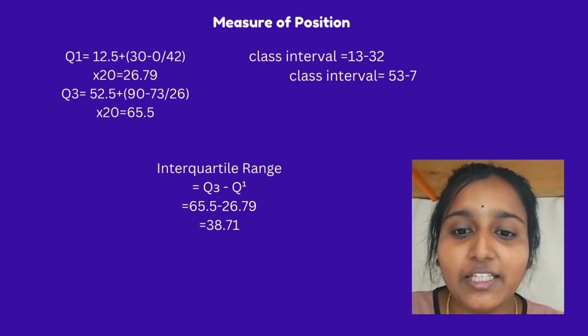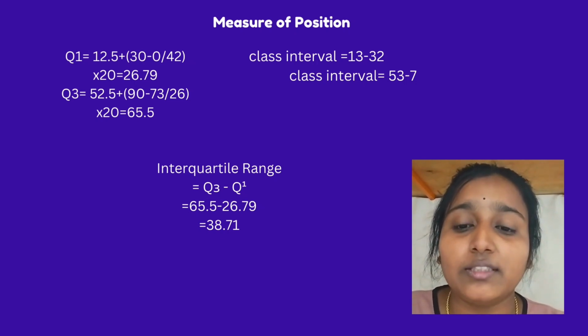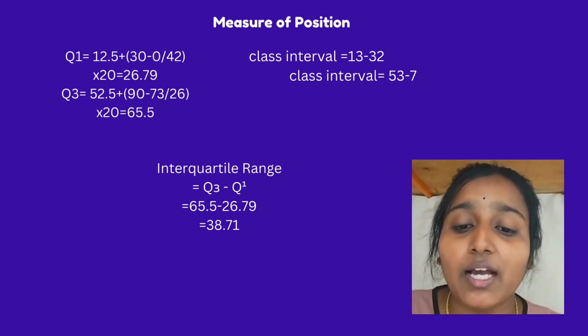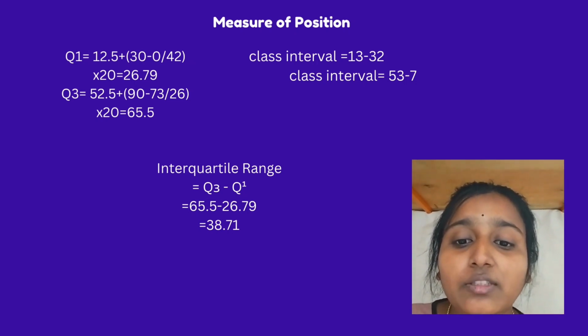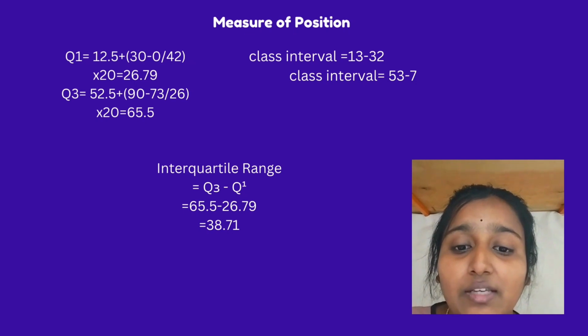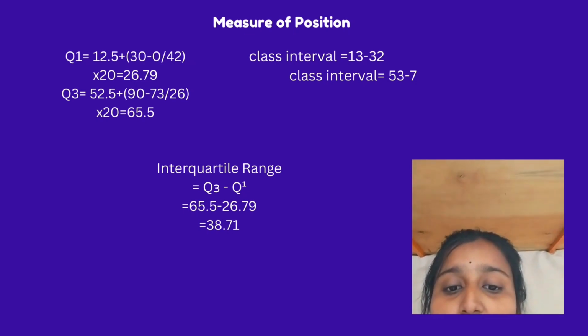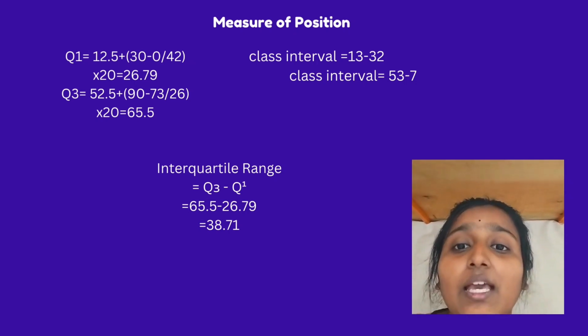Measure of position. In this part, we find quartile 1 is equal to 30 and quartile 3 is 90. The class interval for the first quartile is 13 to 32 and the class interval for quartile 3 is 53 until 72. After the calculation, for quartile 1 we get 26.79 and for quartile 3 is 65.5 and the interquartile range is 38.71.